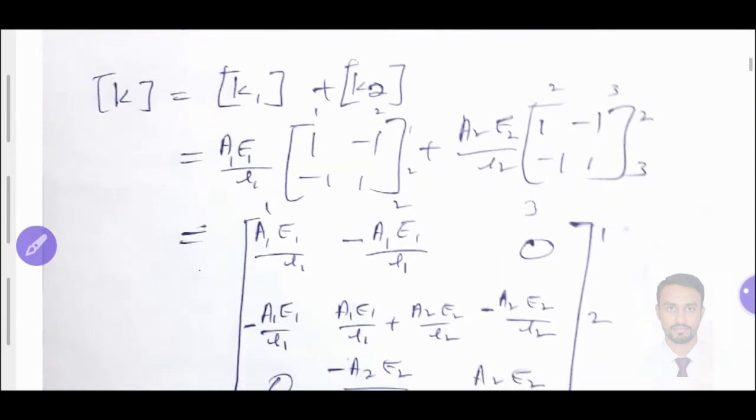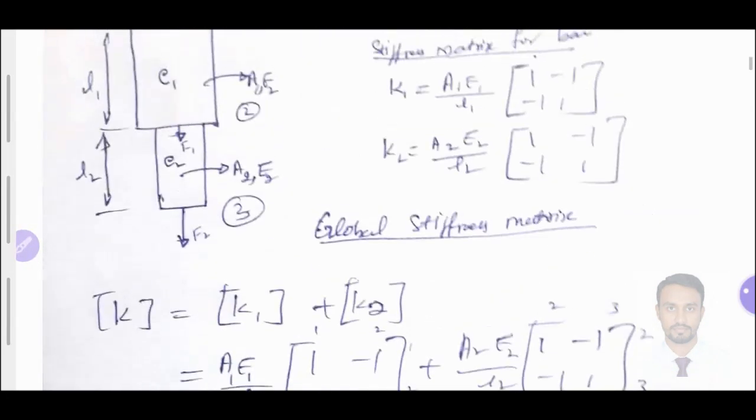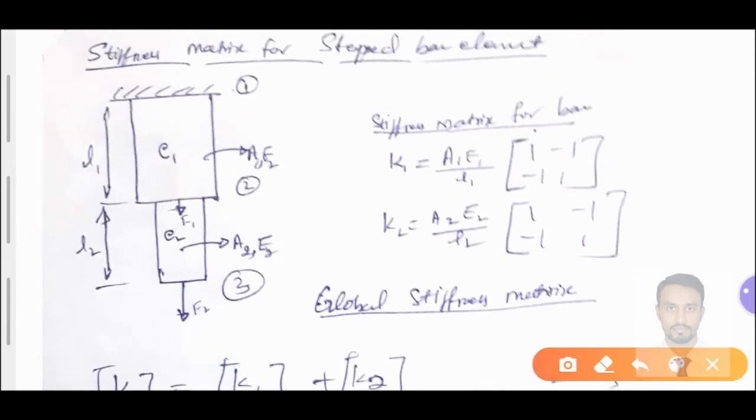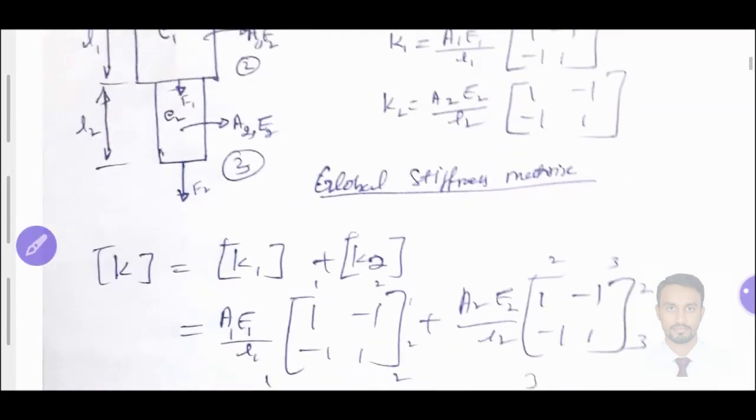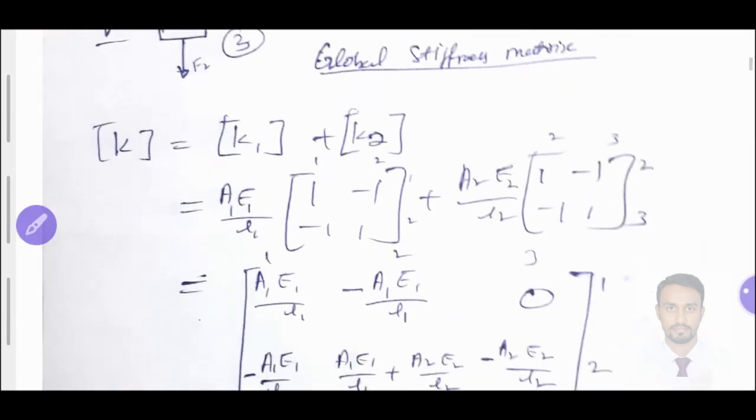Then the same matrix we have written here. K1 means this matrix and K2 is this matrix. We have added K1 plus K2 here. The same matrices we have given, and we have given the names here.